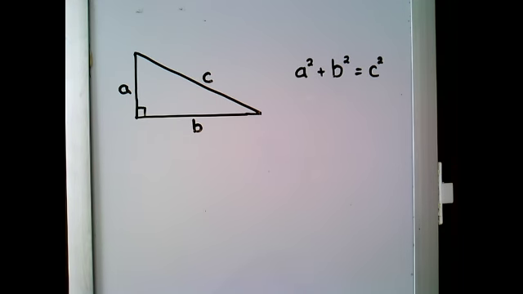So I have an activity that I believe is one of the oldest proofs, and it may even be Pythagoras' proof himself, about why a squared plus b squared equals c squared. And I hope you enjoy it.